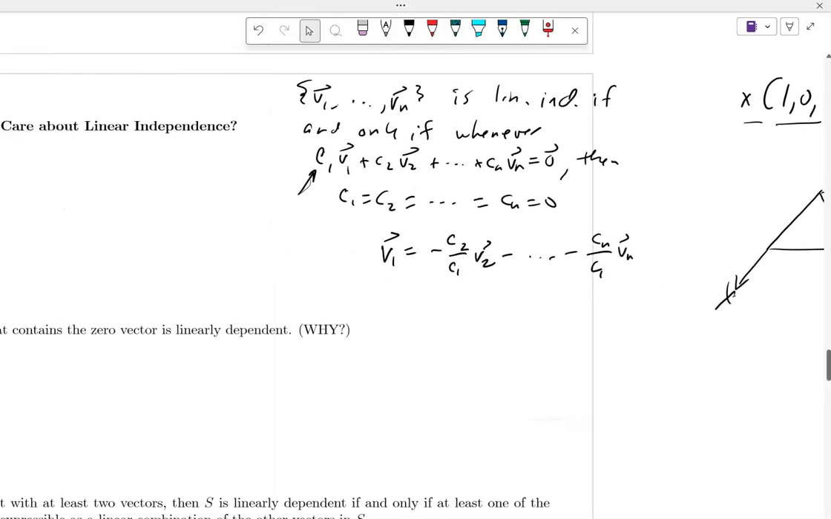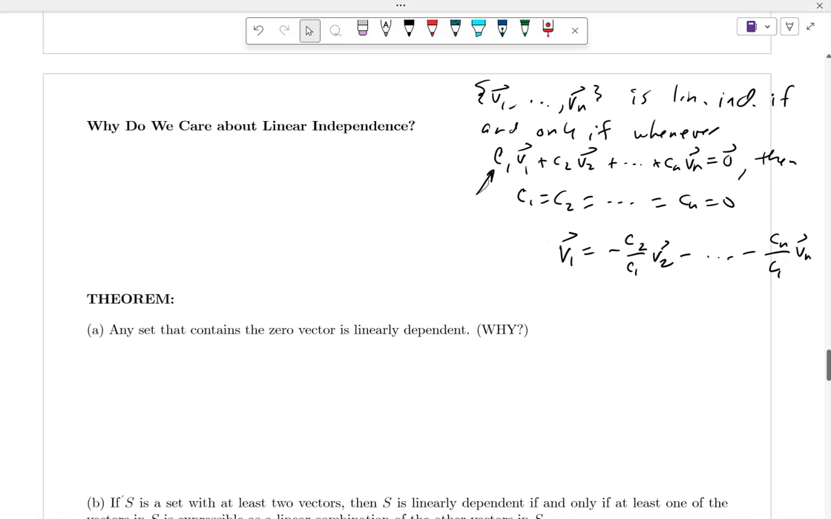Okay. All right. So this leads us into one of the reasons why we care about linear independence. Let's say I have one vector that I can write as a linear combination of my v's.